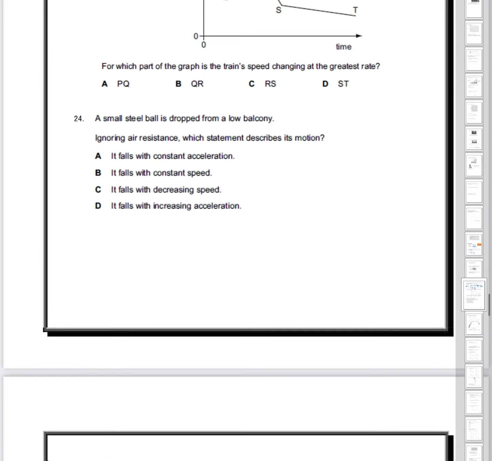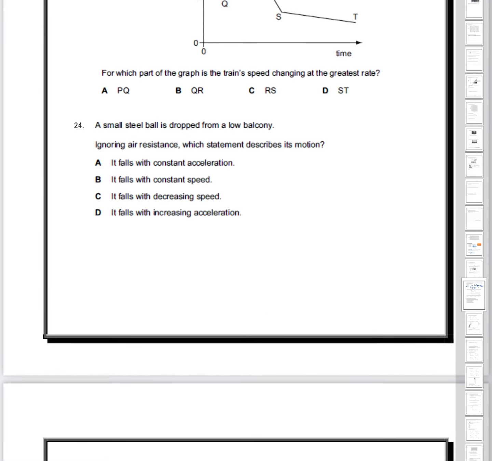Moving on to the next question, it says the diagram shows the speed time graph for a train as it travels along a track. For which part is the train's speed changing at the greatest rate? Now, in a speed time graph, the place or the part which has the highest slope would have the highest rate of change. PQ obviously has a horizontal slope, so that's not the one.